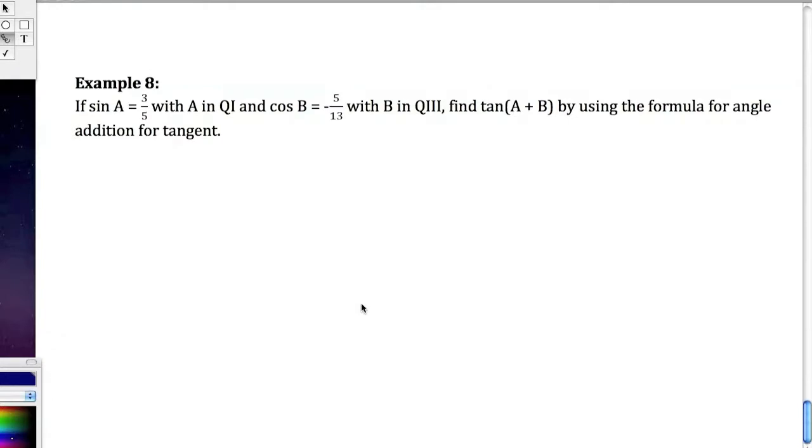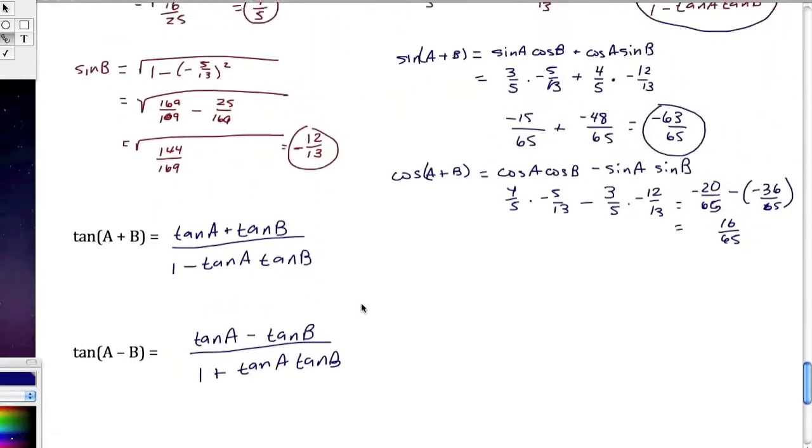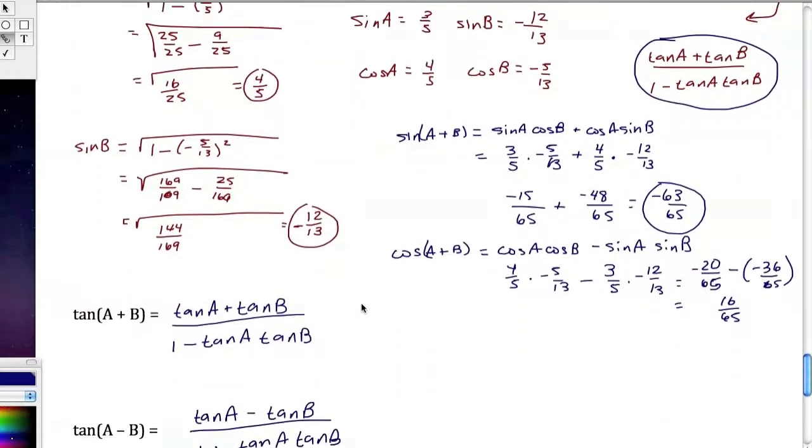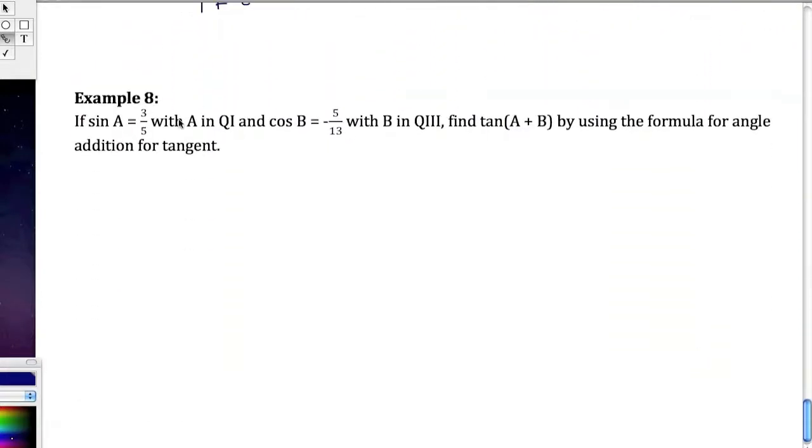And so when we look at example 7, we need to know what tangent of A and tangent of B are. Well, if we're looking at tangent of A and tangent of B, the tangent of A is going to equal the sine of A over the cosine of A. Okay, so that is going to give us 3 over 5 over cosine of A is 4 over 5, which is equal to 3 over 5 times 5 over 4. These cancel out, so we get 3 over 4. So the tangent of A, I'm going to scroll down a little bit. The tangent of A is equal to 3 over 4.